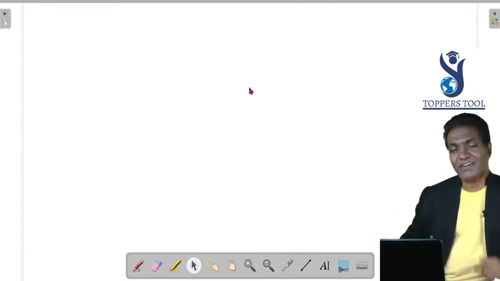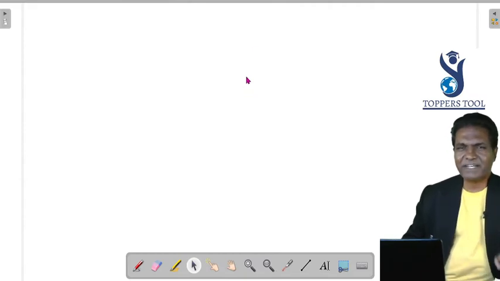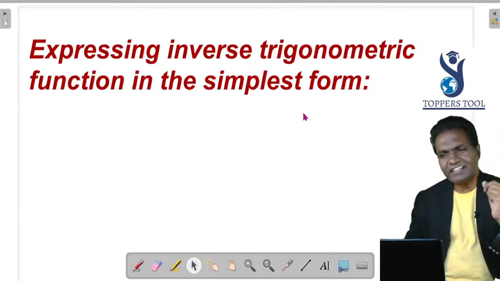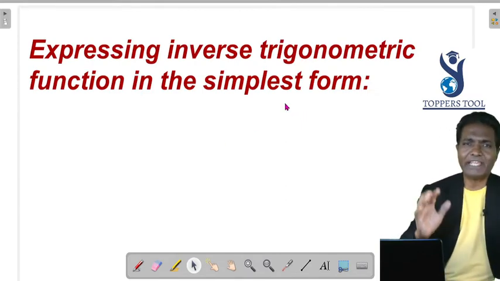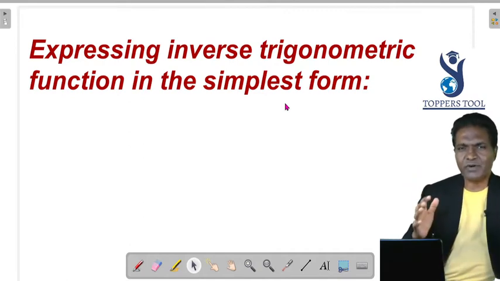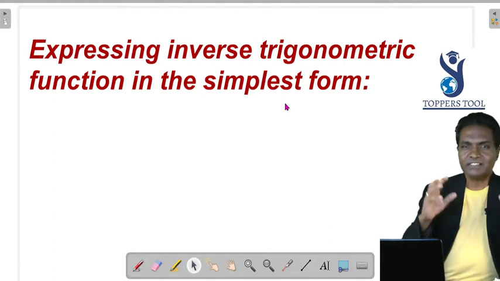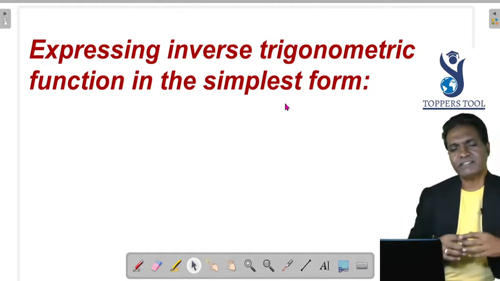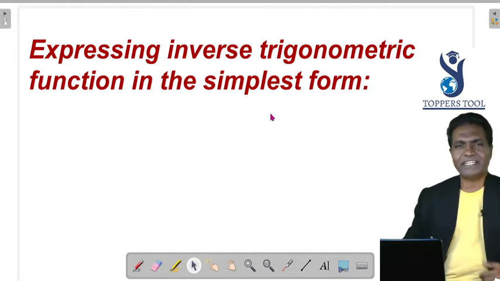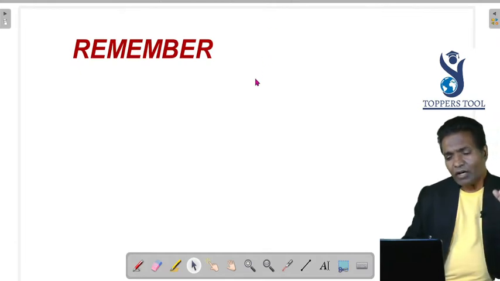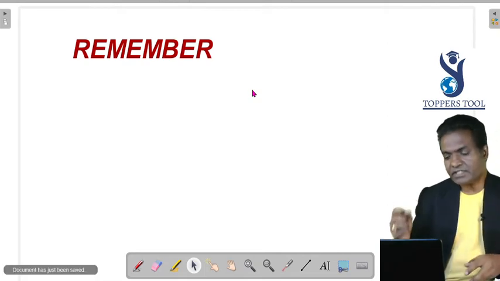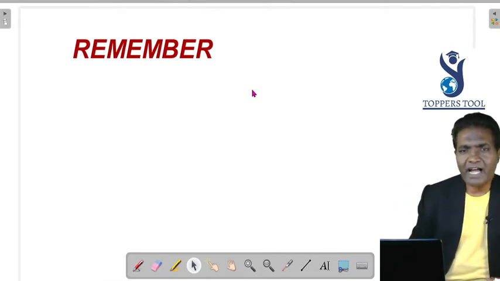So in this session, we will be discussing expressing a given inverse trigonometric function in its simplest form. You will be given one inverse trigonometric function and you are supposed to express it in its simplest form by using substitution or trigonometric identities. Okay, so let's begin. In order to express any inverse trigonometric function into its simplest form, you must know some of the identities.